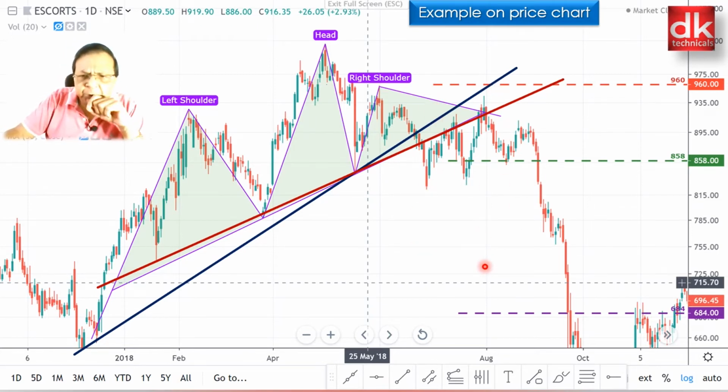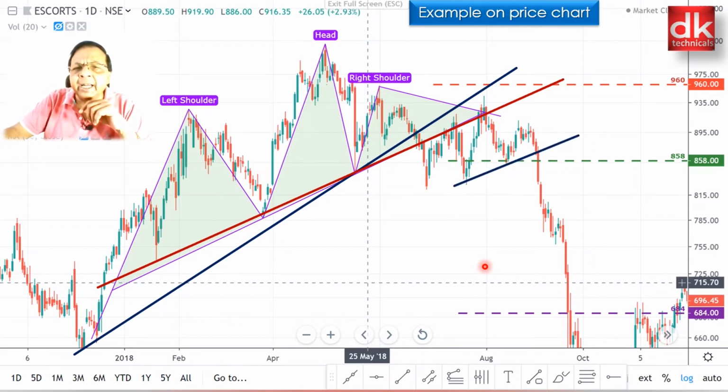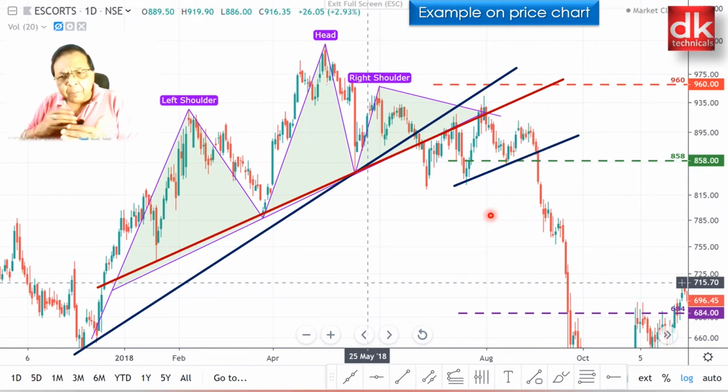Now in this particular pattern, what should be the strategy? Now the question here is, we can see another head and shoulder pattern here. We can see left shoulder, head, right shoulder, and breaking down of the price. So you will have multiple kinds of patterns. If you have keen observation of the price chart, you can identify several kinds of patterns.